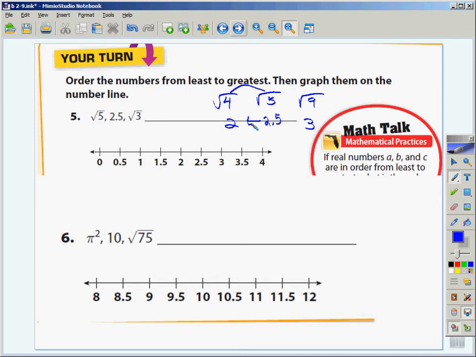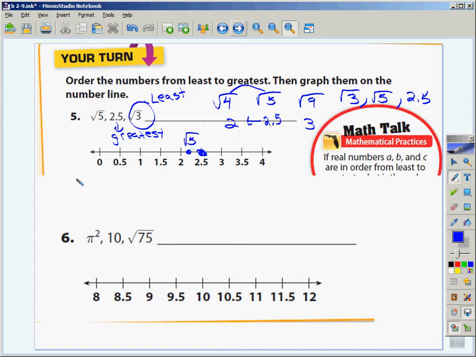I do, to figure out where it is on this number line, but I know the square root of 3 is the least, and the 2.5 is the greatest. So, if they want me to organize them from least to greatest, it would start out with the square root of 3. Then it would be the square root of 5, and then it would be 2.5. 2.5 is easy to graph. The square root of 5, we already said, is going to be between 2 and 2.5, so I might put it in here.